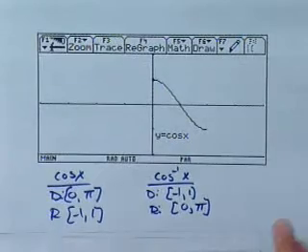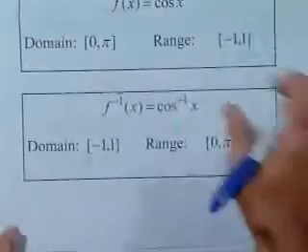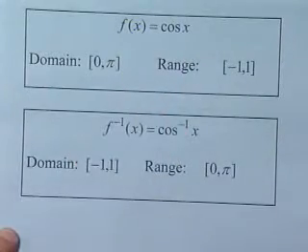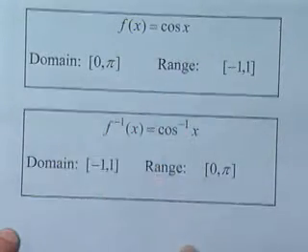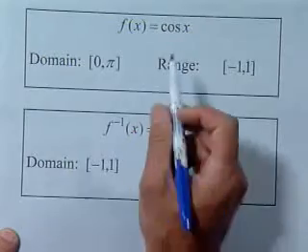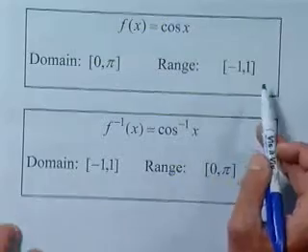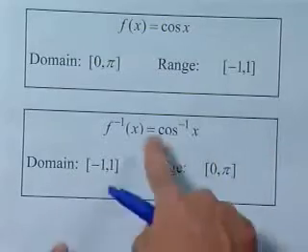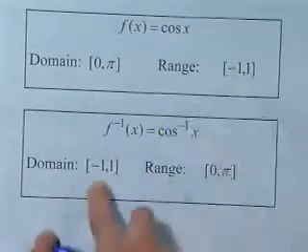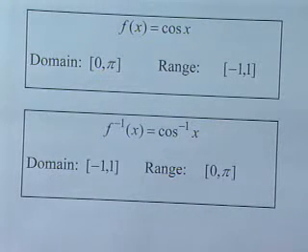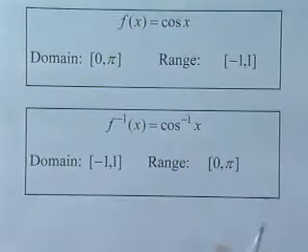So let's write this down. For given f of x equals cosine x on this domain, it's one-to-one, so it has an inverse function. The domain is 0 to pi. The range is -1 to 1. Therefore, the domain and range of the inverse function will just be the range of f, and the domain of f will be the range here.